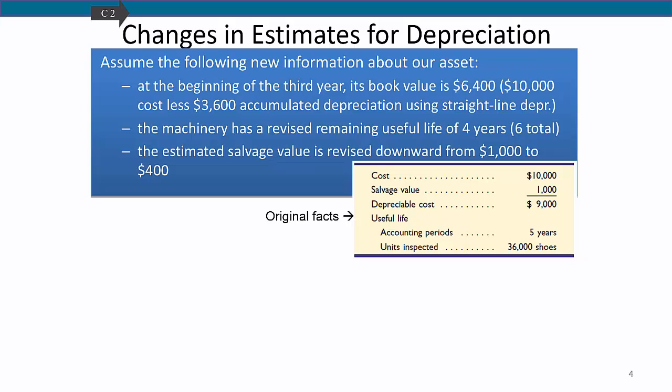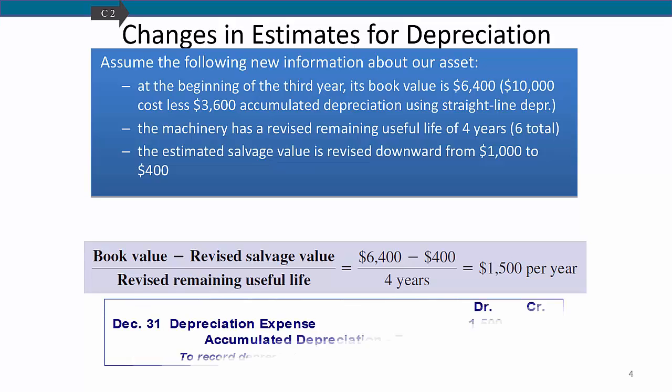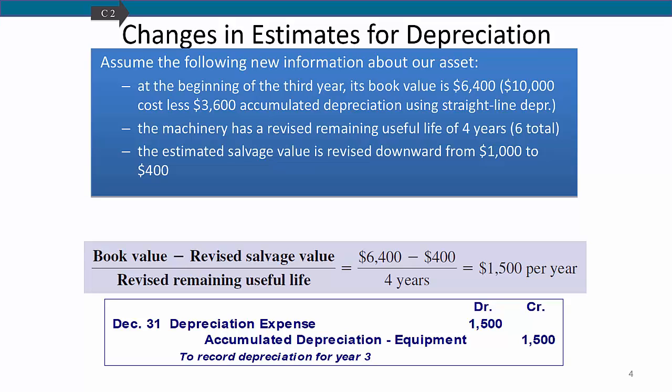Straight-line depreciation for each of the 4 years remaining is computed by subtracting the revised salvage value from the current book value and dividing the result by the new remaining life. Thus, $1,500 of depreciation expense is recorded for the machine at the end of the third through the 6th years, each year of its remaining useful life. Total depreciation expense will equal $9,600 over the asset's life, $3,600 in total for the first 2 years, and $6,000 in total for the last 4 years.